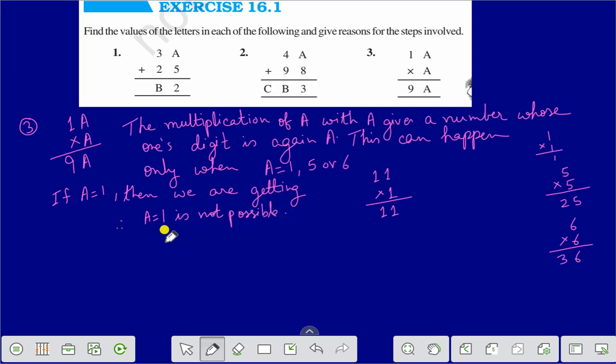Now if we take a is equal to 5, then what are we getting? 15 into 5: 5 into 5 is 25, 2 carry, 5 into 1 is 5, plus 2 is 7, so 75. And here the answer is 9a, right? This is also not possible, because this is 75, but this is 9a. The tens digit is 9. This is also not possible. Therefore, a is equal to 5 is not possible.